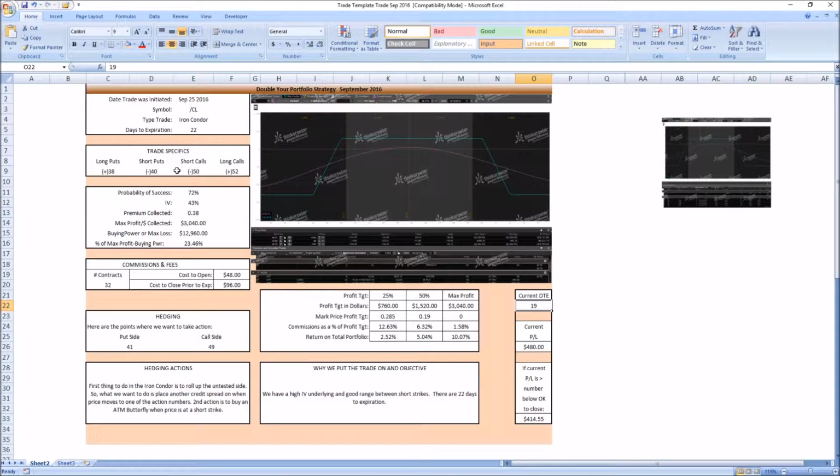So here are all the trade specifics. I'm not going to rehash all of that stuff. You can clearly, easily see that. And here's the current profit and loss graph picture from Thinkorswim. So currently our profit is 480 bucks in this trade. And like I said, we have 19 days to expiration. So our first profit target, the first time we want to check and reassess whether we want to stay in this trade, is at the 25% mark. So that's our first target.